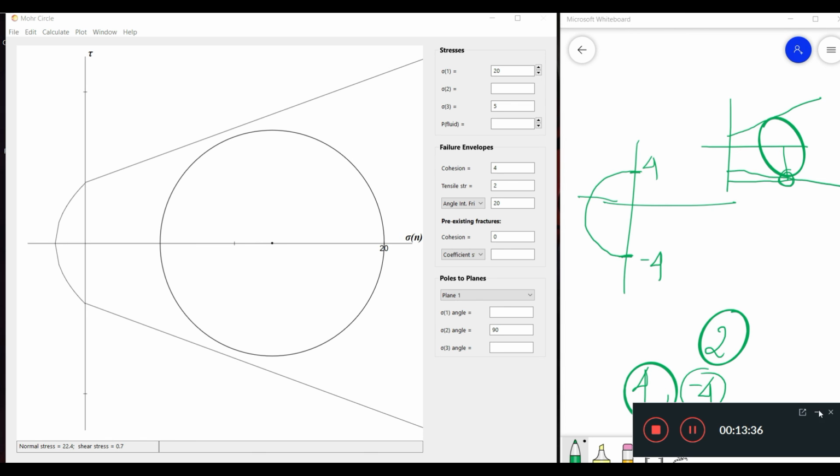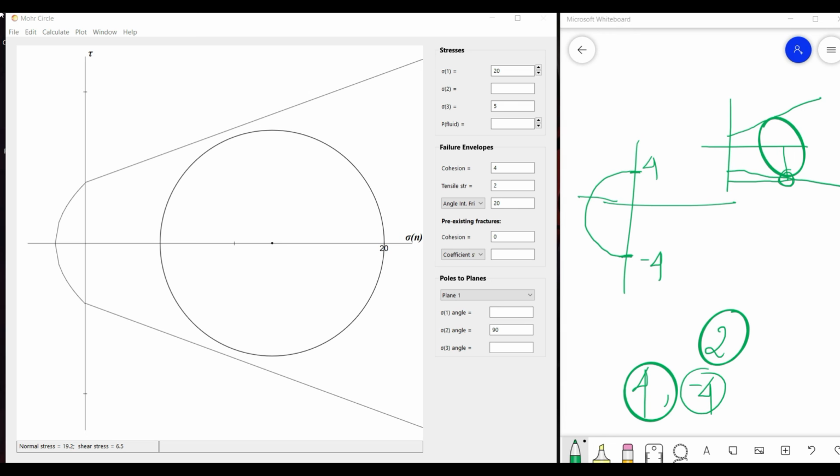In this video, we got to know how to draw a Mohr circle. Just take the sigma 1 and sigma 3 values, work out the length of the radius, make that particular Mohr circle, and determine the coordinate of the center. And we now also know how to draw this straight line, the failure envelope.